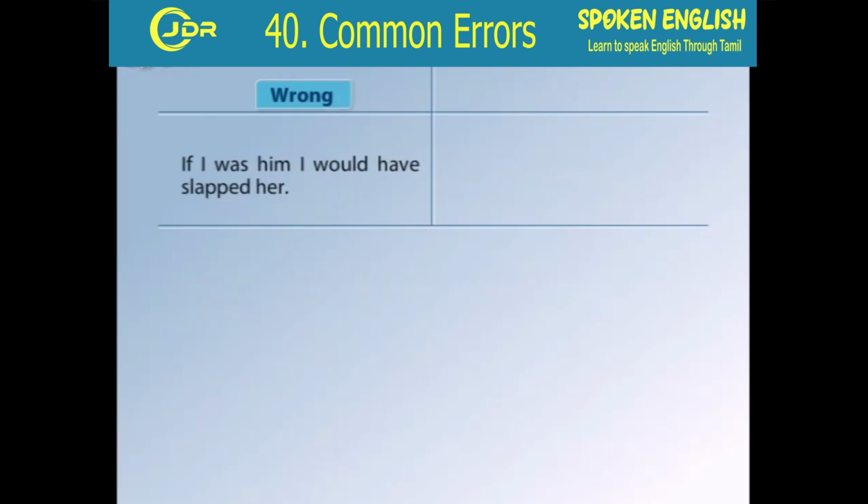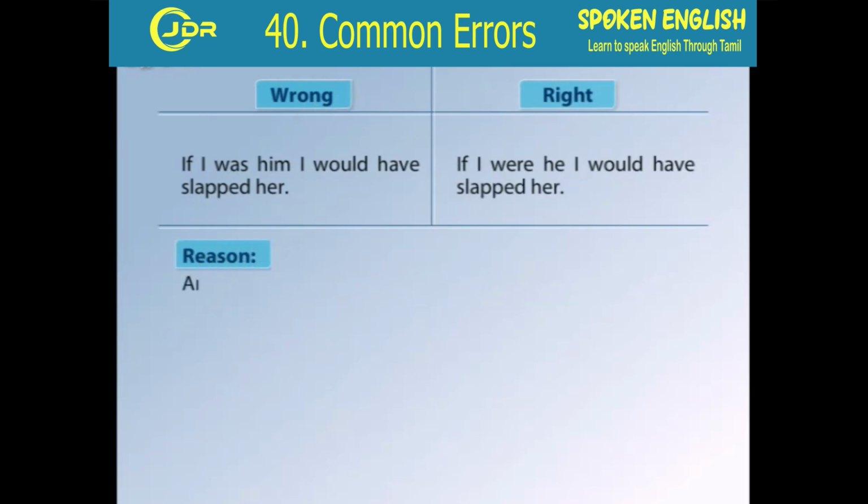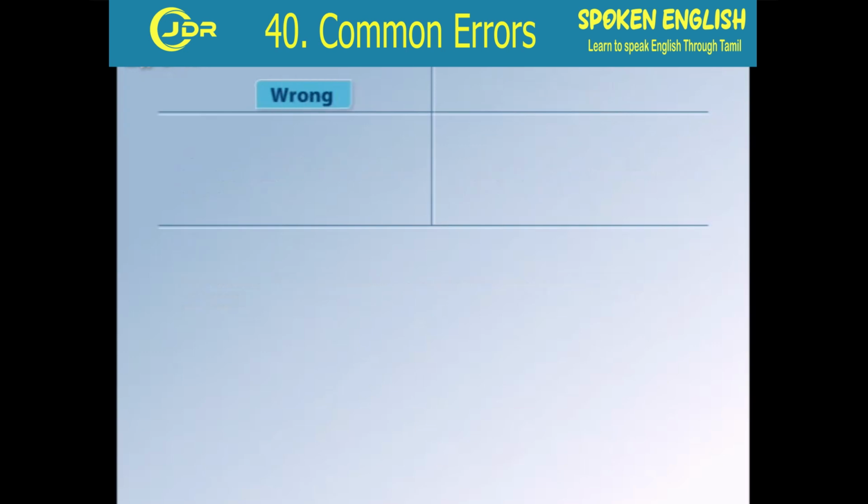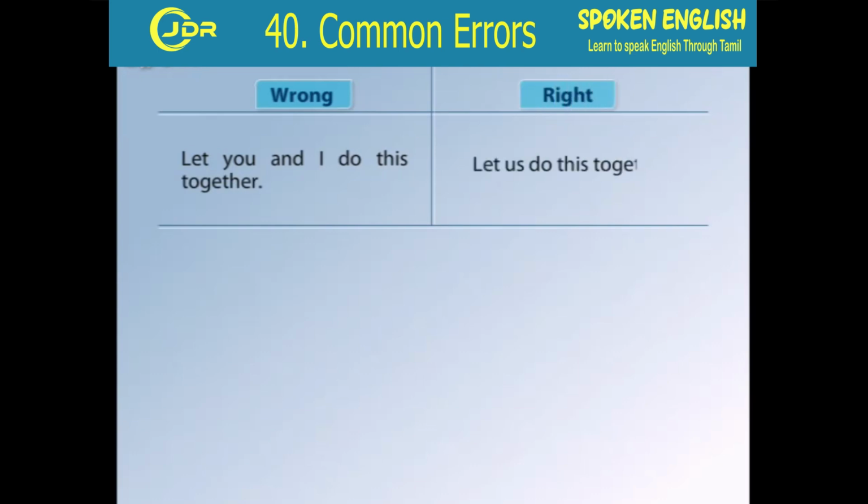Wrong: if I was him, I would have slapped her. Right: if I were he, I would have slapped her. Reason: an impossible situation, you cannot be him, so were is correct. Wrong: let you and I do this together. Right: let us do this together. Reason: you and I is us.